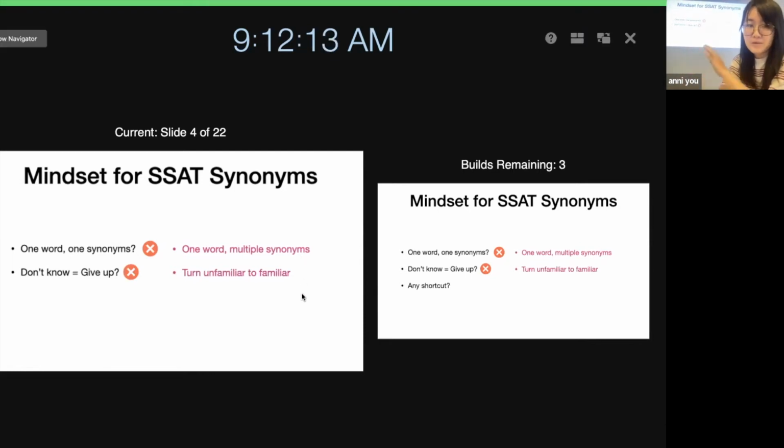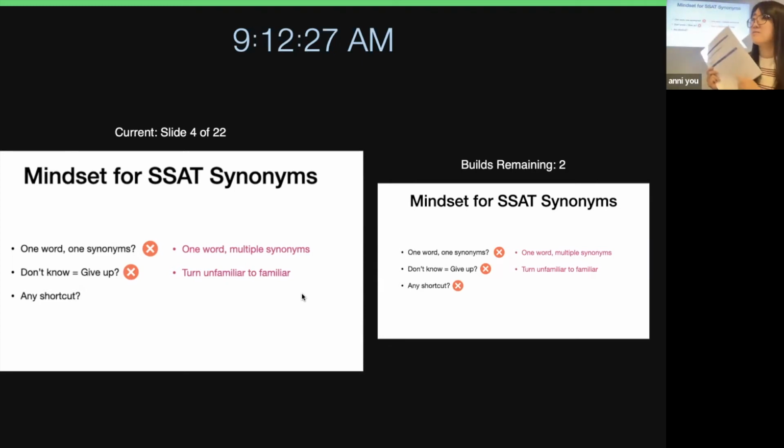Okay, and number 3, that is the question I've been asked many times. Is there any shortcut to remember words? Because there are so many words. There are so many roots. You got this roots list, right? In the Google stream, this is the PDF, okay? And there are almost hundreds of roots and vocabularies that you need to remember.